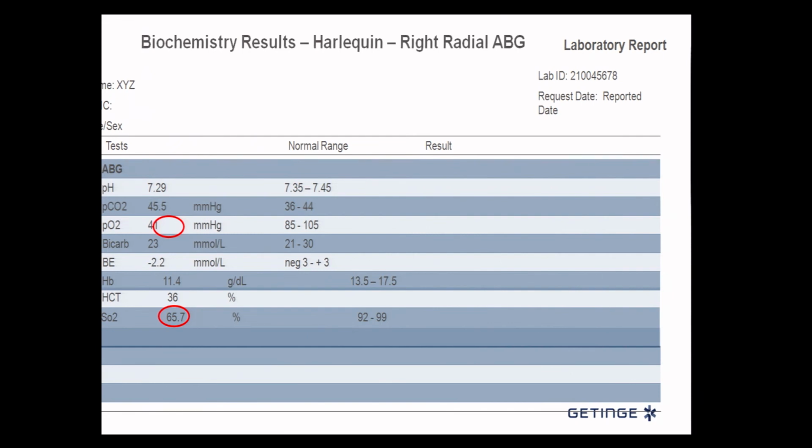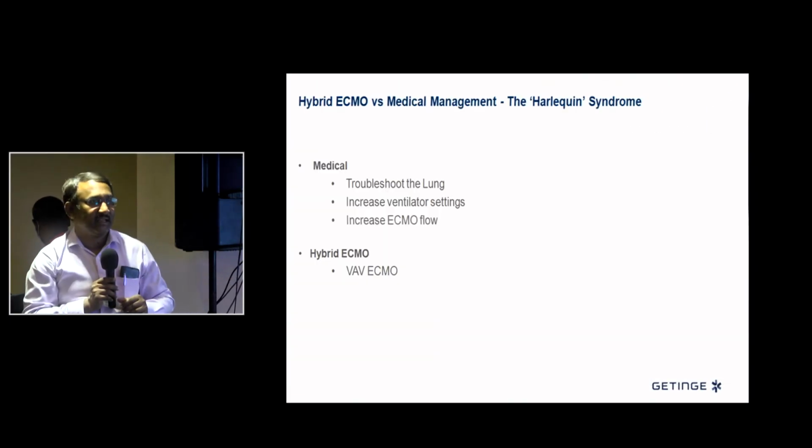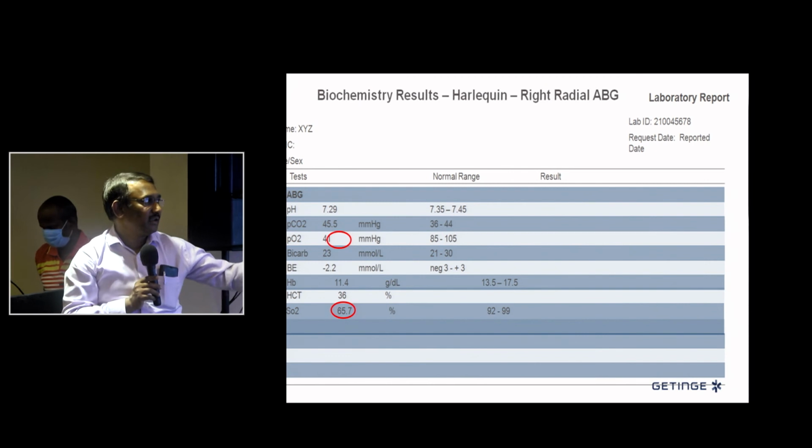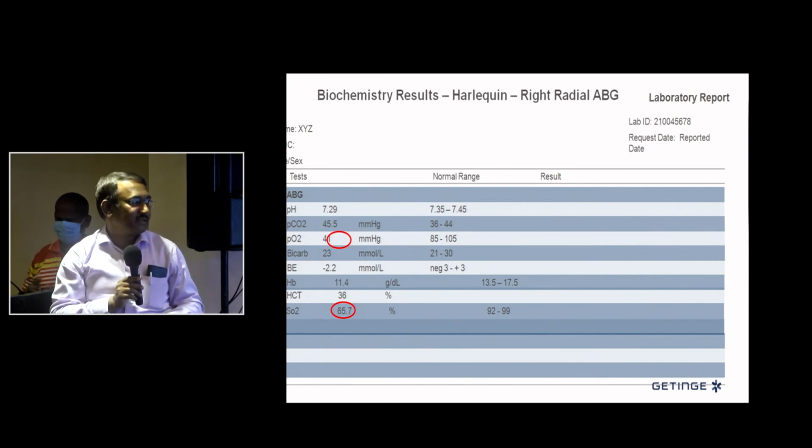That is what the ABG showed, a saturation of 65% with a low PO2. So what are we dealing essentially here? Anyone, what are we dealing? Like displayed there, that's what we are dealing. The north-south syndrome or the Harlequin syndrome, what they say.